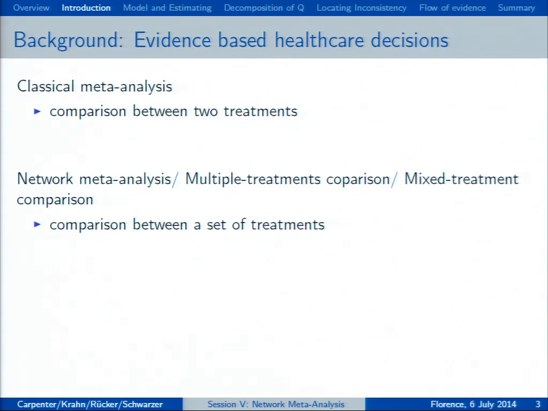Okay, as we have heard already, classical meta-analyses play an important role in evidence-based medicine since they allow us to summarize the treatment effects of clinical trials that compared the same two treatments. In the case that more than two treatments should be compared, this can be done by a network meta-analysis, since this connects the evidence of different studies. So network meta-analysis is also called multiple treatments comparison or mixed treatment comparison, and it allows the comparison between a set of treatments.